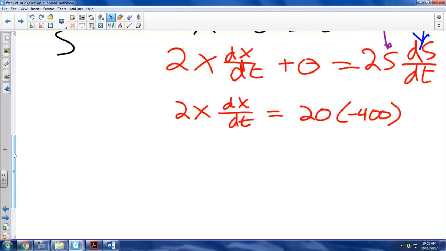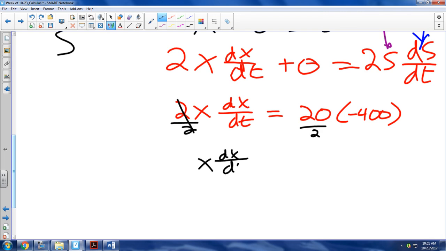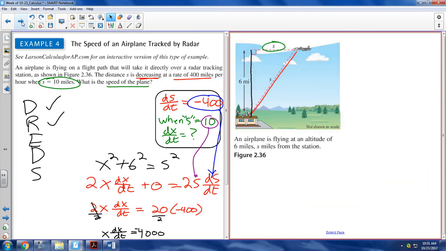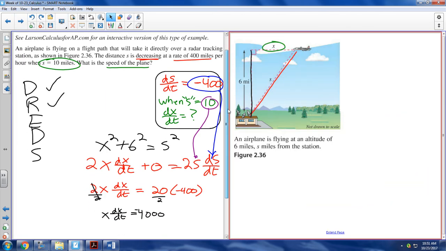Okay, so my issue is really this. I can divide by 2 on both sides. Pretty simple. That makes that 10. So I have x dx/dt is equal to 10 times negative 400, which is negative 4,000. And that's where I'm at right now. But I'm not really solved for dx/dt. So I'm going to go back to my diagram and think about this for a second. Is there a way I can figure out x?